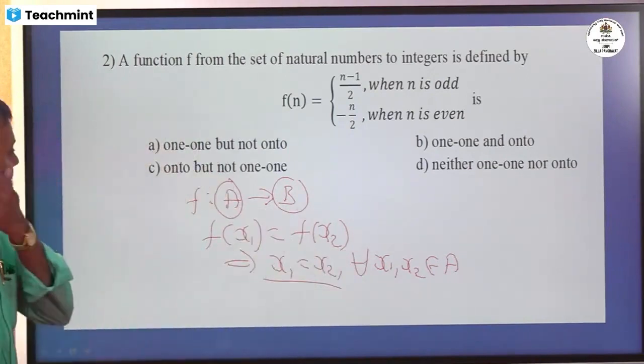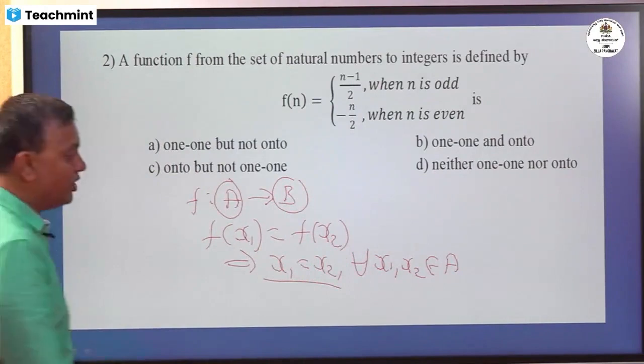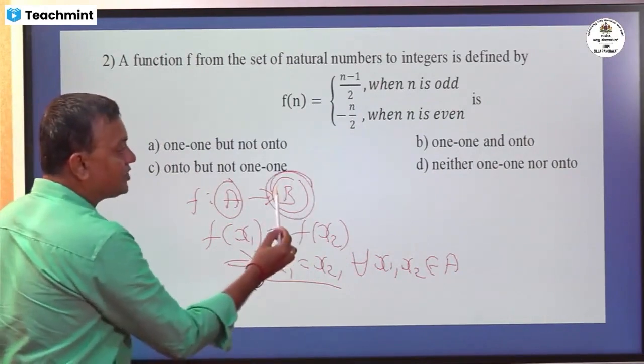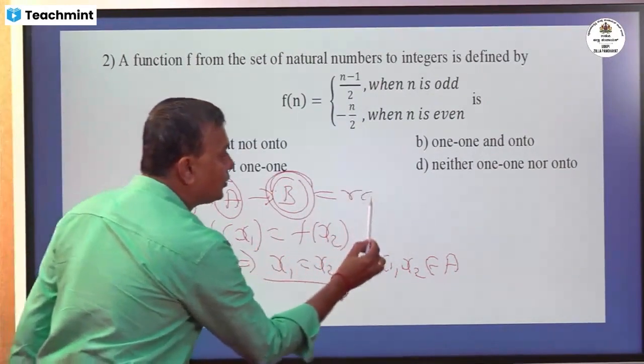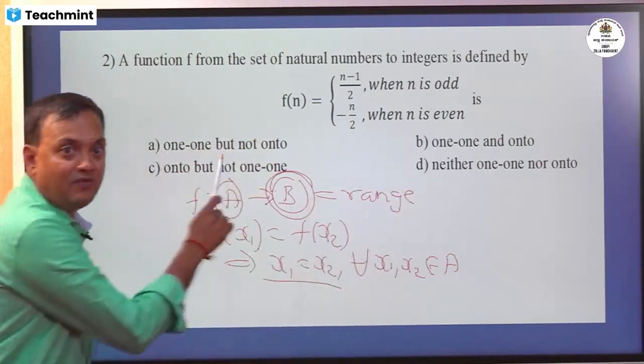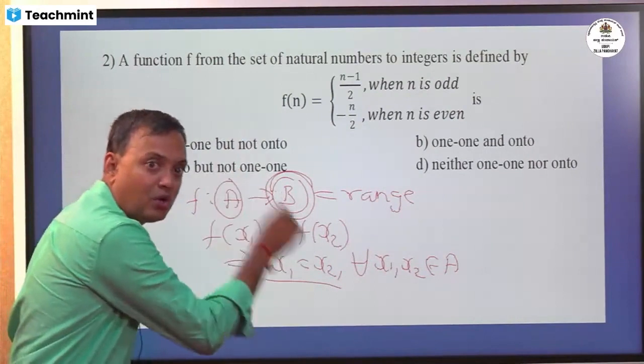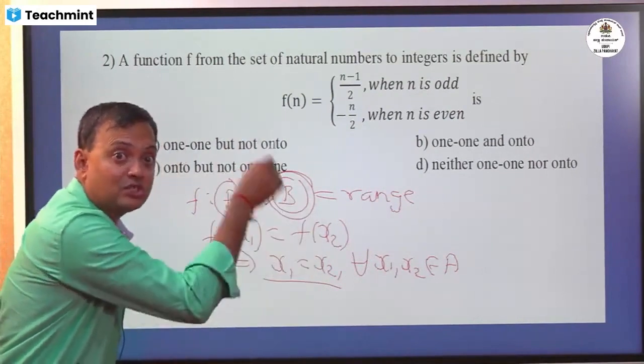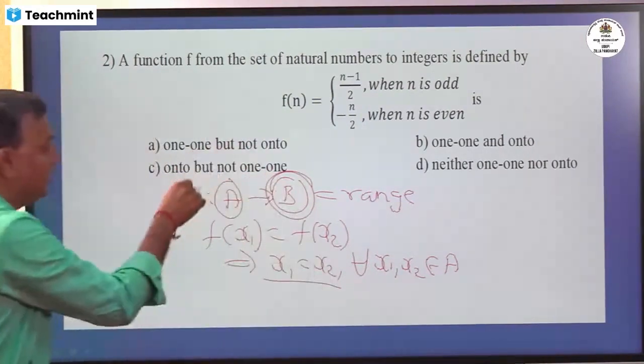Correct? What is meant by onto? Onto is when the codomain is equal to the range, meaning every element in the codomain set has at least one pre-image in the domain set.